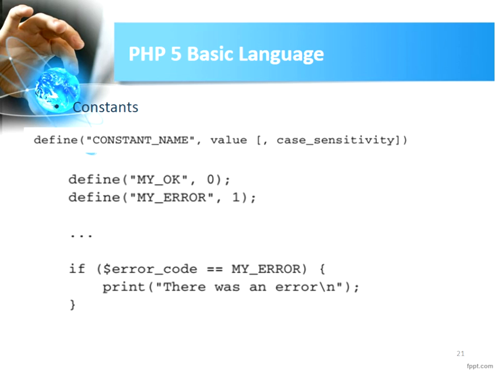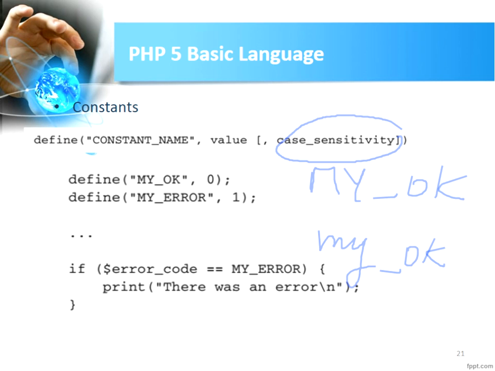argument here, case sensitivity. The default behavior is case sensitive. That means the constant my OK, I can write my OK like this, but not, for example, my OK like this.